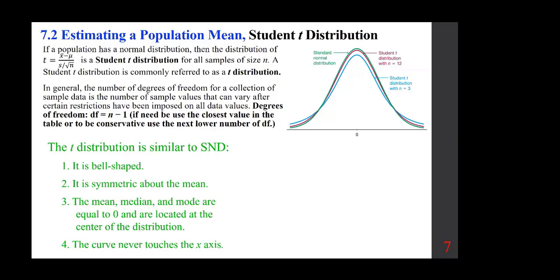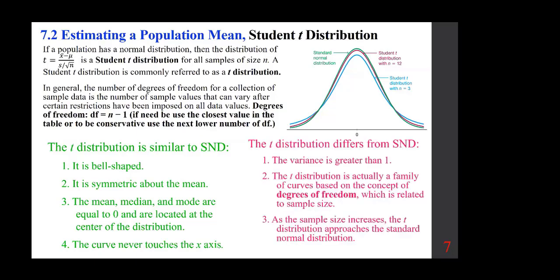The T distribution is similar to the SND. It is bell-shaped, it is symmetric about the mean. The mean, median, and mode are equal to 0 and are located at the center of the distribution. The curve never touches the x-axis. It's very close to Z. It is bell-shaped, and it's symmetric around mu. The mean, median, and mode occur at the same point, namely 0. The T distribution differs from the standard normal distribution: its variance is greater than 1.